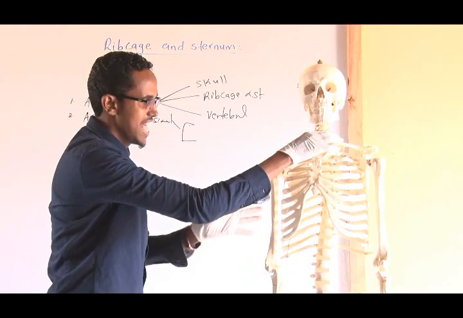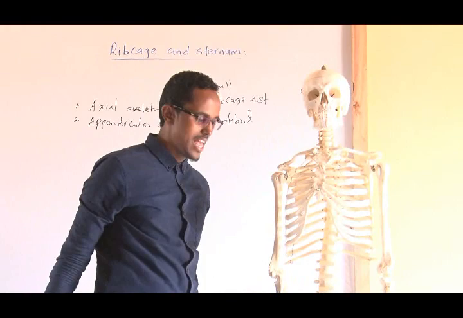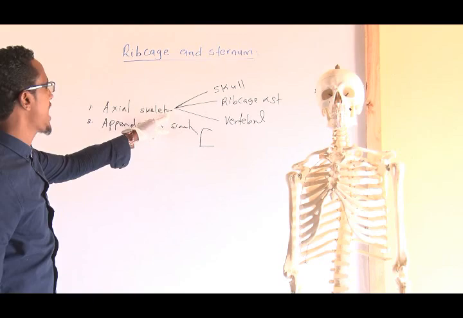Our previous lesson was about the skull. After we are done with that, remember, I'm doing the axial skeleton. The axial skeleton, we said, is made up of the skull. We have discussed it.